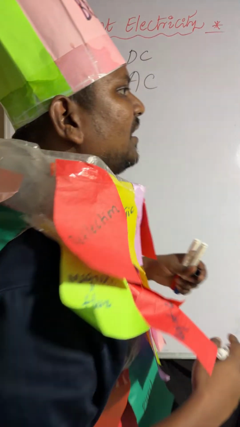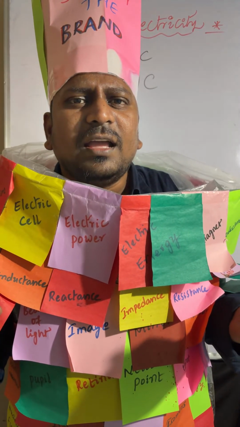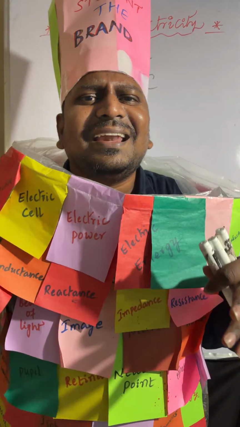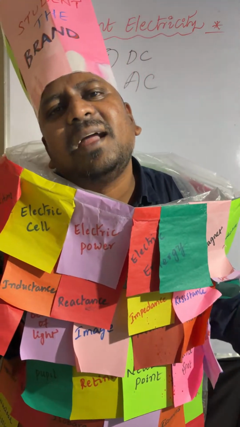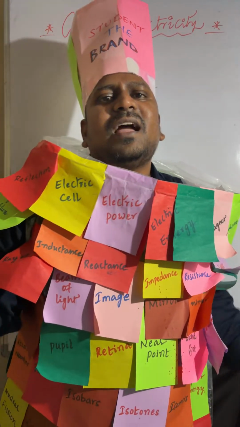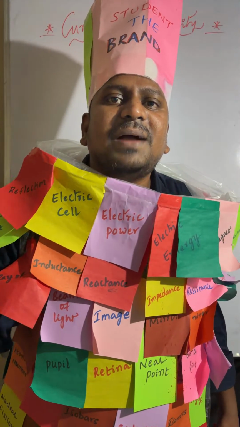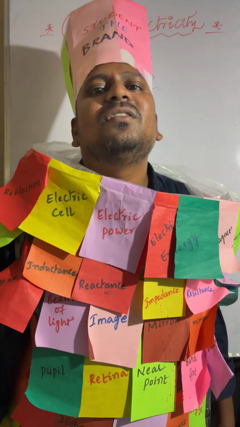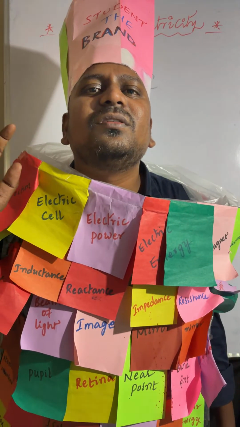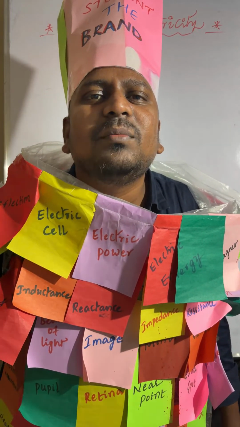So what is direct current? Direct current is that in which the magnitude and direction do not change with time. Examples: cell, battery, DC dynamo.